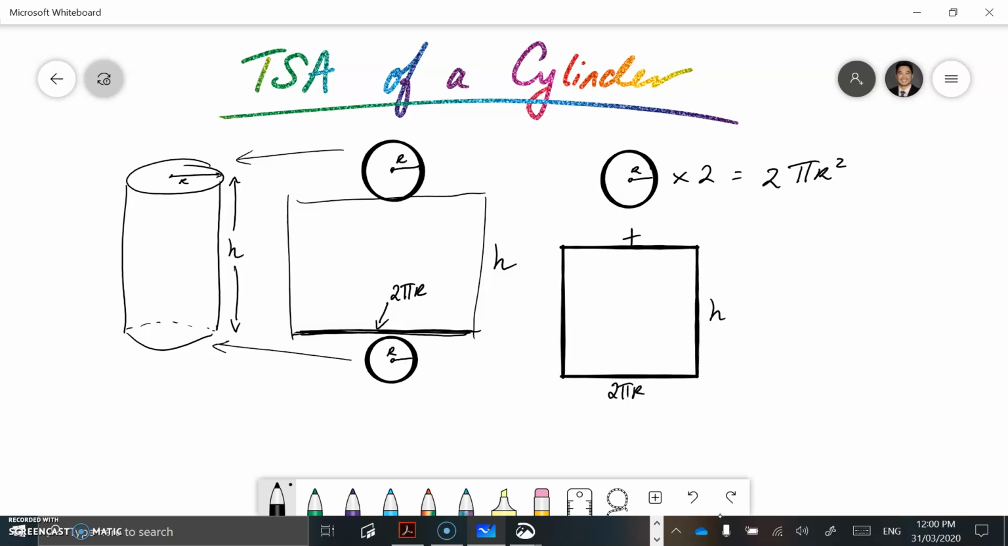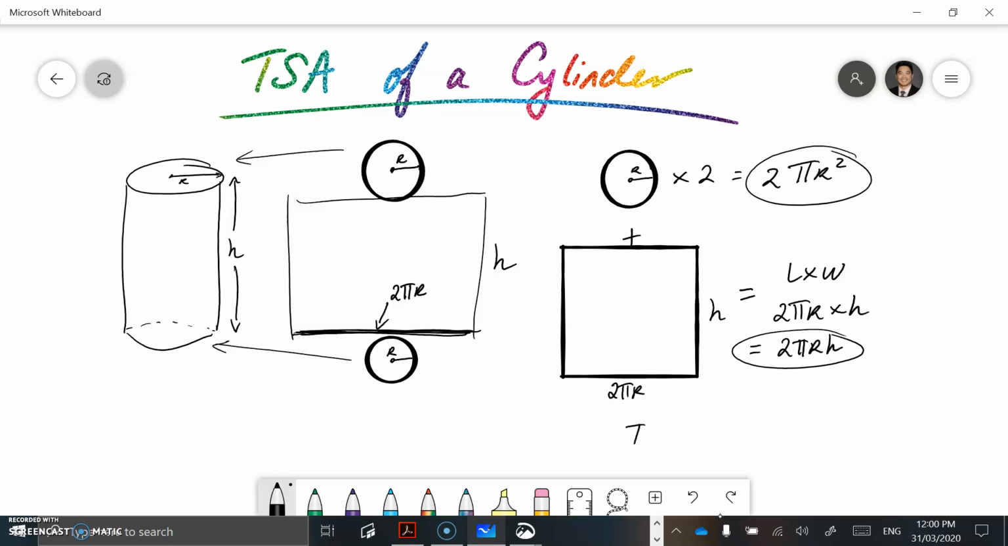And you know the area of a rectangle is going to be the length times the width, which is 2 pi r times h, okay? And so we've got 2 pi r h as our rectangle. So we've got that plus that, which is going to give us the full cylinder. So total surface area is going to be 2 pi r squared plus 2 pi r h.